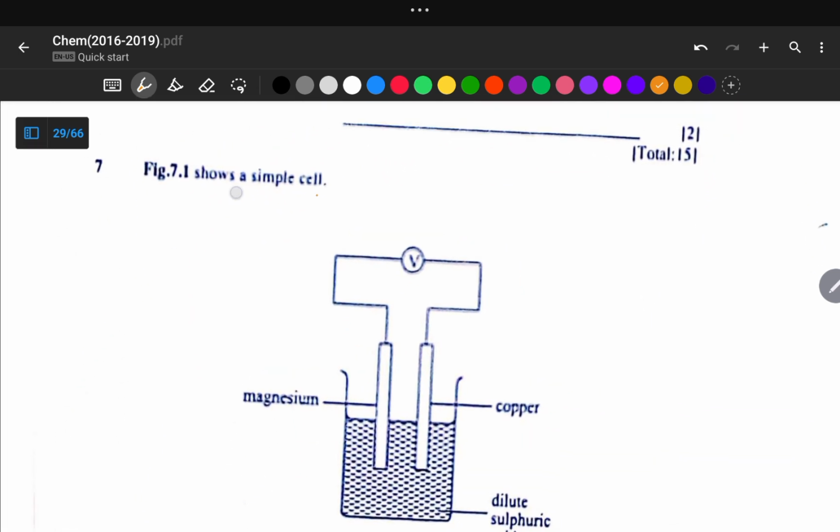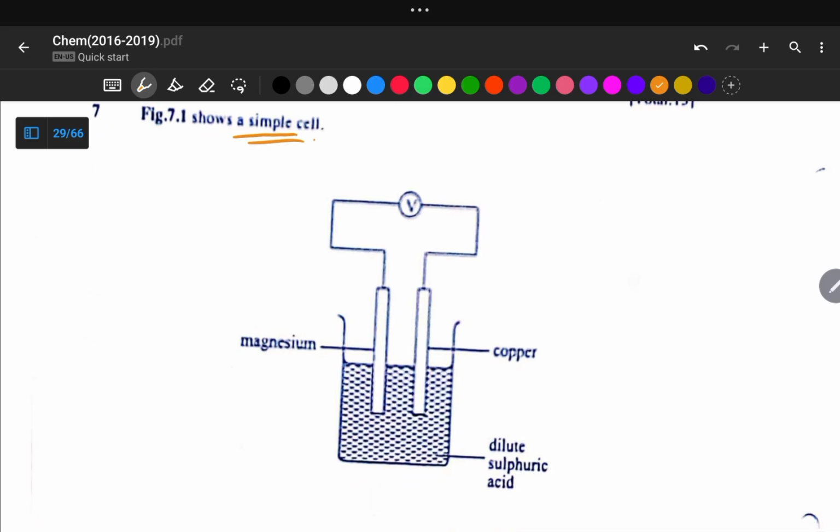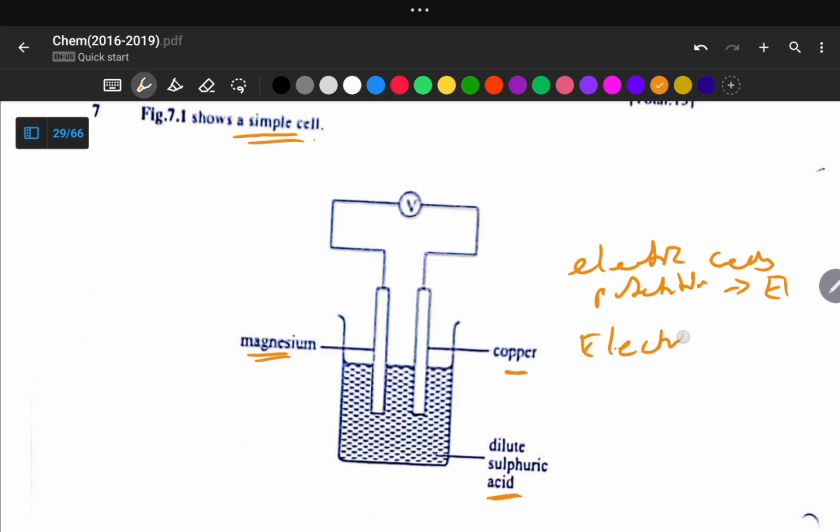Number 7 says fig 7.1 shows a simple cell, and we are having magnesium, and we are having copper here, and then dilute sulfuric acid. These are what we call electric cells, right? So we are having the conversion of potential energy into electrical energy, right? You must understand the difference between these electric cells and electrolytic cells, where we are having the conversion of electric energy into potential energy, right? So you must take note of the differences. We explained this in our topical series, right?